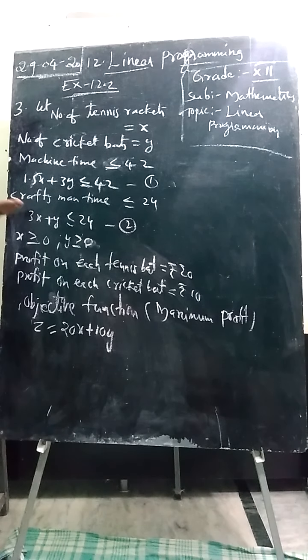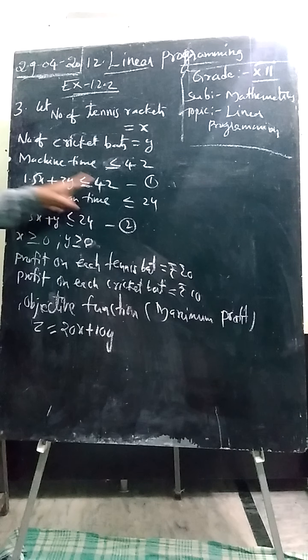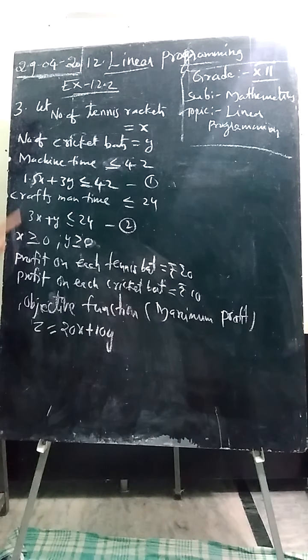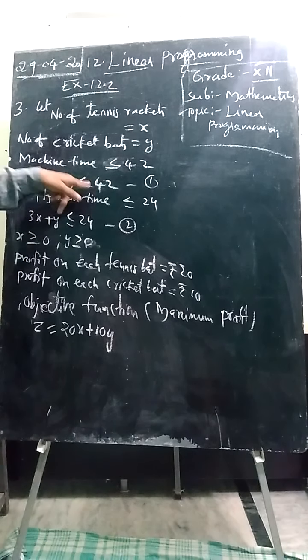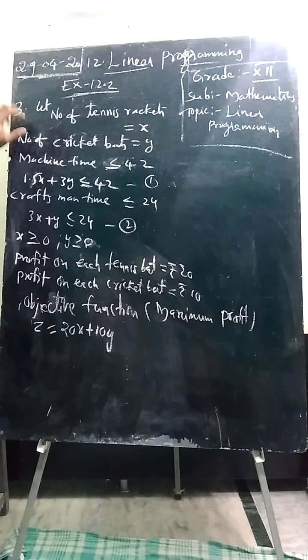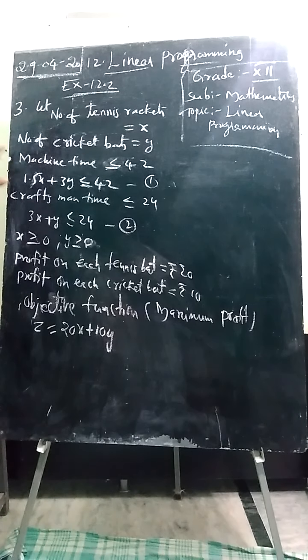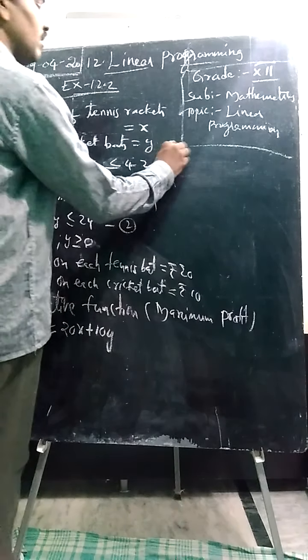The number of craftsmen and the number of machines is not given. Time only we are dealing with. So according to the condition, the machine time available is 42 maximum, and craftsman time is available maximum 24. If you frame the equation, 1.5x plus 3y less than or equal to 42, because machine time for a tennis racket is 1.5 hours, and for a cricket bat the machine time is 3 hours. That is why it should be less than or equal to 42 according to the problem.